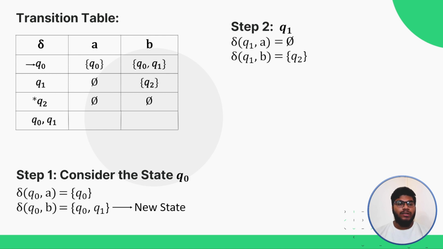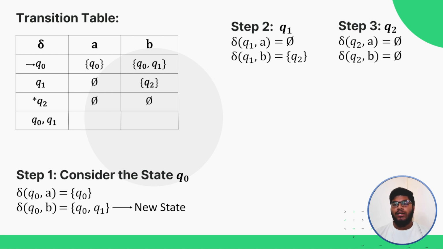Now let us move on to the third state from the transition table. The third state is the Q2 state. In step 3, we're gonna consider Q2. Here Q2 on accepting A, from the transition table, is moving on to the null state, and Q2 on accepting B is moving on to the same null state. Since there is no difference in the null state, it is not going to make any difference, so we don't need to consider it as a new state. So this completes the third state.